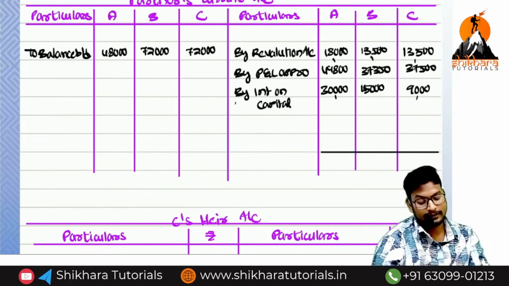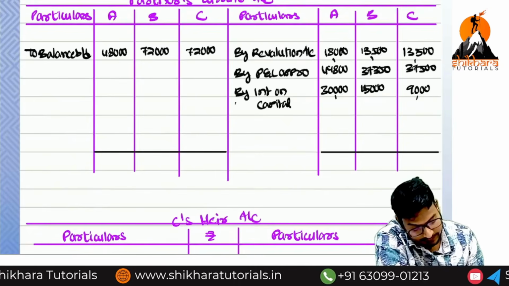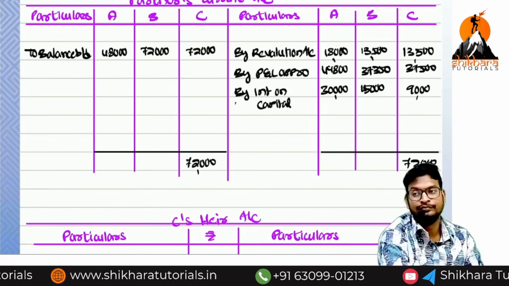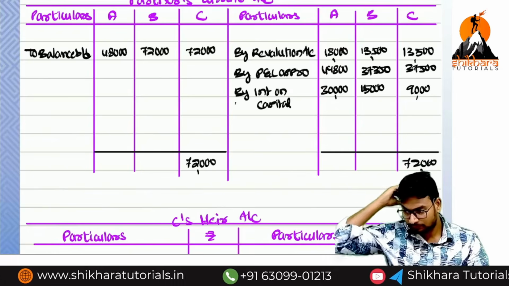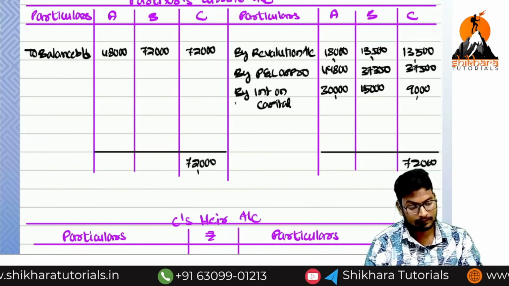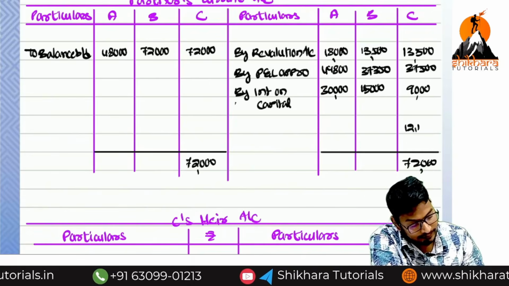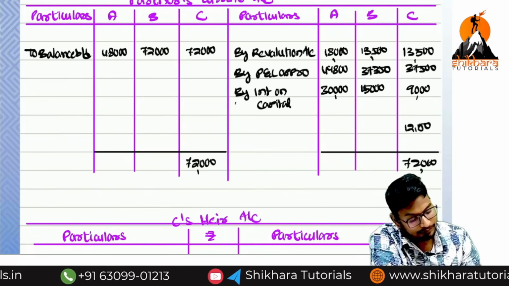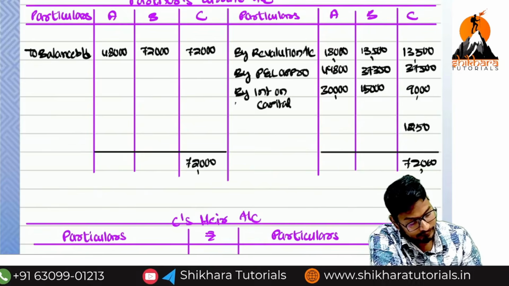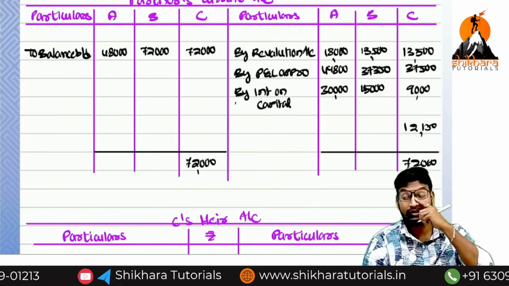Sir, only C. Calculate only C, amma. 72,000. Okay? Here also how much? 72,000. 12,000. Okay, 12,150. Sir, this amount we need to transfer to... 12,150. This amount we need to transfer to where, ma?